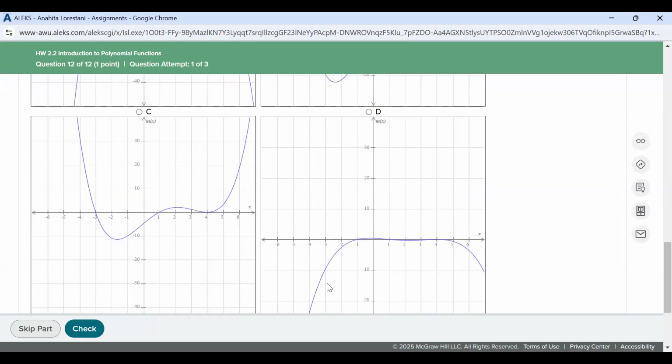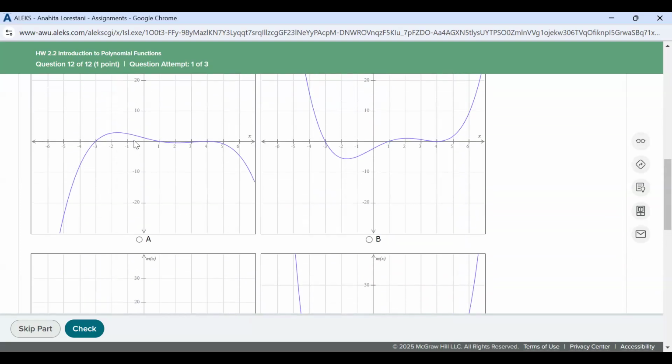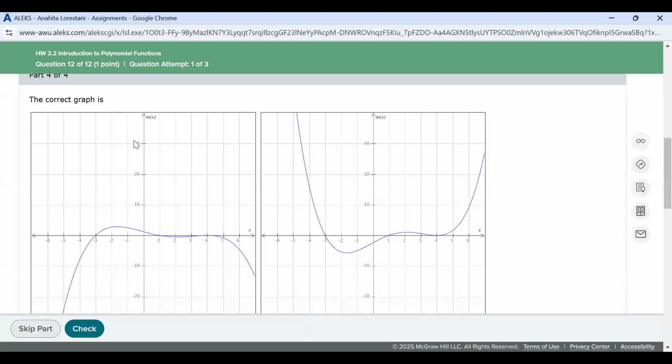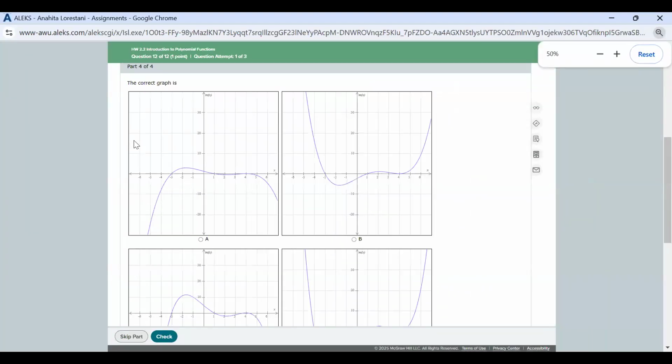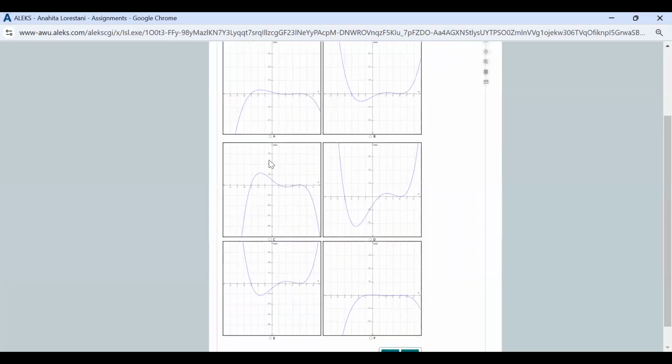So either is this one, which is this. Oh, so many of them. So let me shrink my. Okay. So A is a possibility. C is a possibility and F is a possibility. But then we have to decide which one of the three is correct. Is it this one, or this one? So we look at the x-intercepts next.